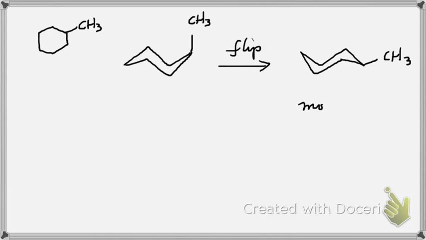Now, just now I mentioned that equatorial is more stable when we have a bigger group. This is the truth. Again, experimental data show that at room temperature, 95% of the molecules exist with the methyl equatorial. So 95% of the molecules have the equatorial methyl. Only 5% of the molecules have the axial methyl group.